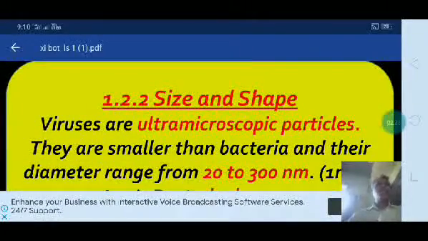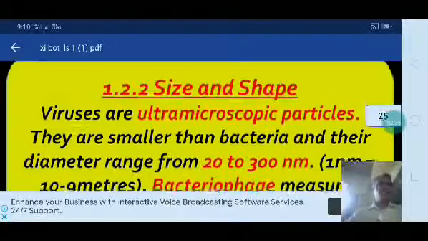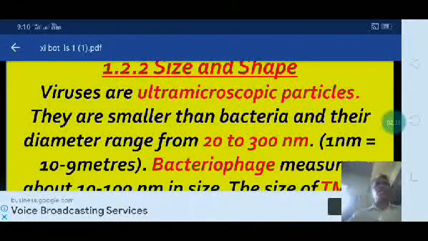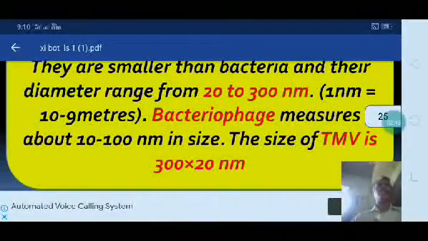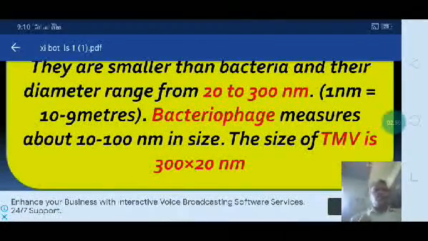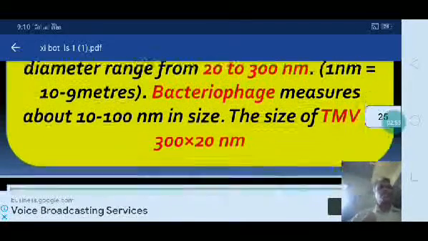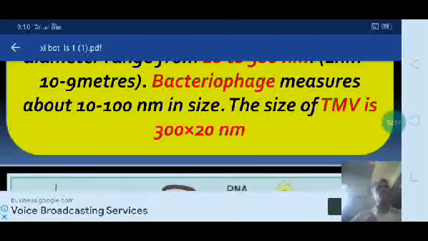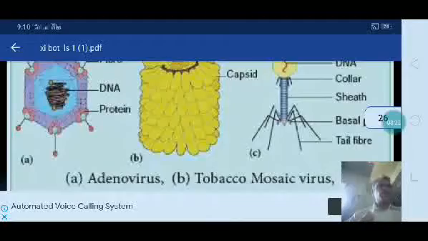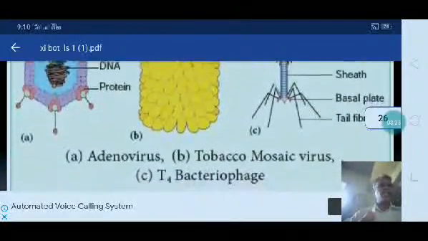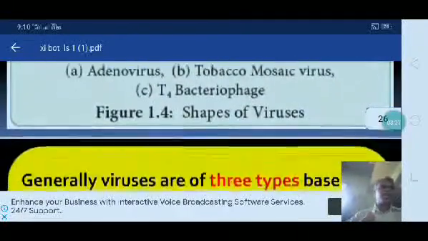Okay, the next one is size and shape of viruses. Viruses are mostly ultramicroscopic particles. They are smaller than bacteria and their diameter ranges from 20 to 300 nanometers. That is, 1 nanometer is equal to 10 power minus 9 meters. Bacteriophage measures about 10 to 100 nanometers in size. The size of TMV, tobacco mosaic virus, is 300 by 20 nanometers. You can see the adenoviruses, tobacco mosaic virus, hexagonal shape. Then there is also the T4 bacteriophage.